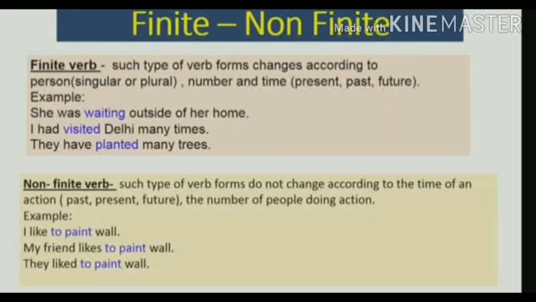So any verb that doesn't change in any form of the sentence, whether past, present or future, or according to the subject, if the verb does not change, it is called a non-finite verb. This is the simple thing that you must write and keep, my dear children. And now, on the next page, we will learn more about non-finite verbs.